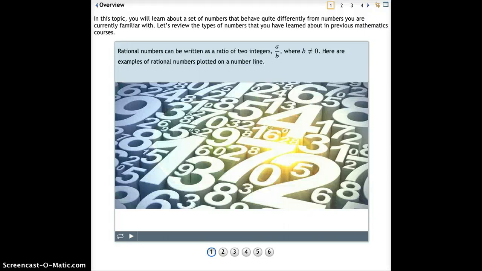This video is going to talk about the different types of numbers that you've seen. Rational numbers can be written as a ratio of two integers, a over b, where b cannot equal 0. Here are some examples of rational numbers plotted on a number line.